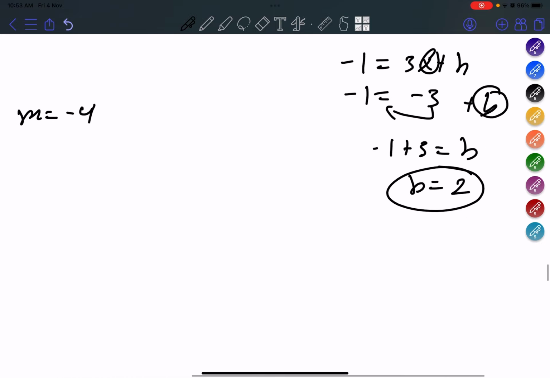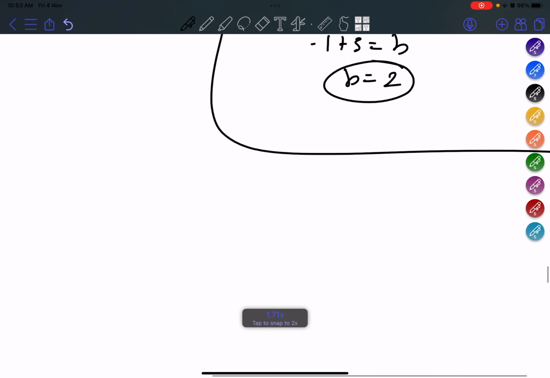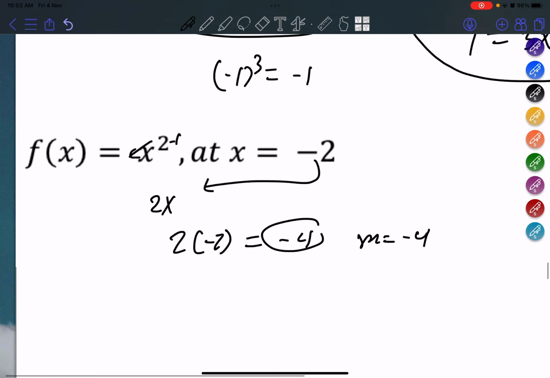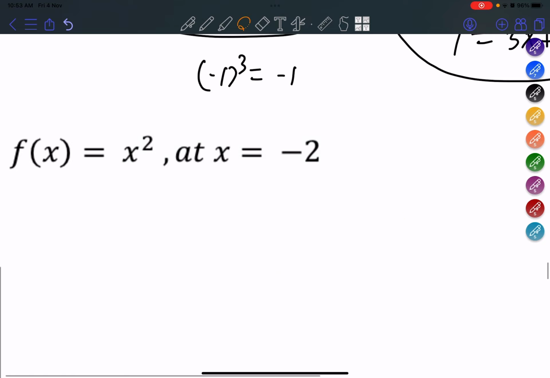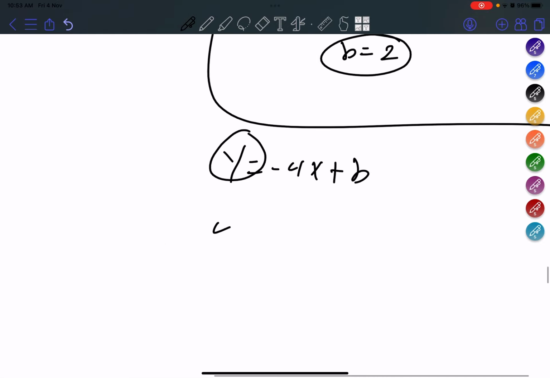Let's write the equation again here. So let's write here y equals negative 4x plus b. Now let's find y. Let's substitute for the value of x right away. So x, which we said is negative 2, squared will equal 4. So 4 equals negative 4x plus b.